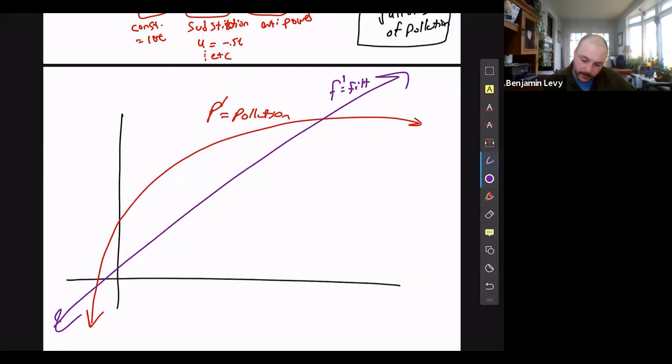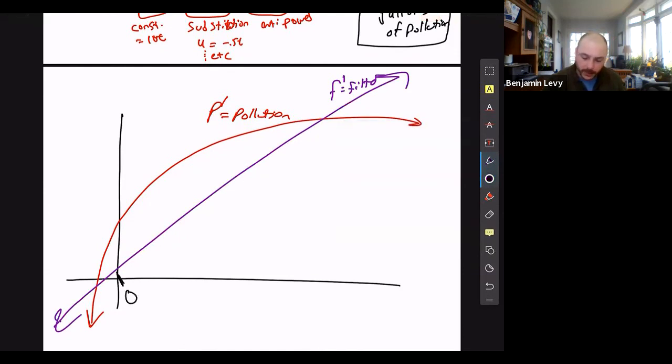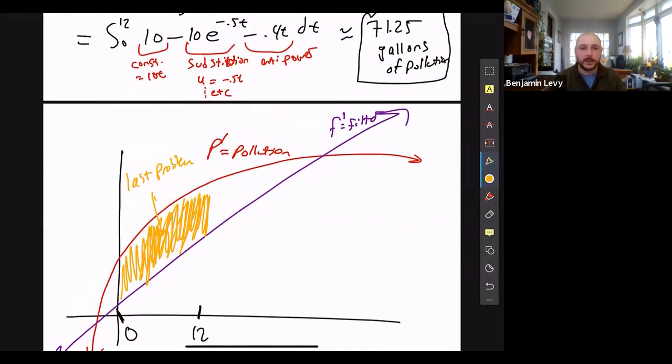The point is, at one point, the pollution was higher, and then at another point, the filter ended up being on top. And the thing that we just looked at in the problem was 0 to 12. And so 0 to 12 was like somewhere in here. You know, we just did this in the last problem. And that's why it was a positive number, right? Because a positive is above the x-axis, it's a positive area.